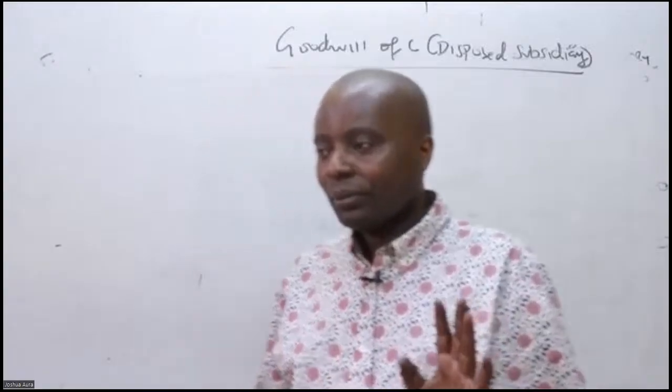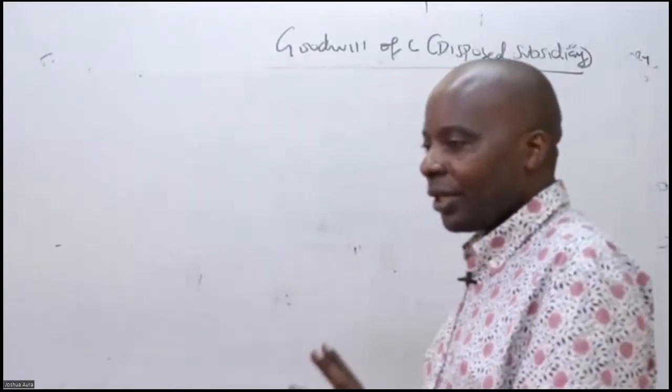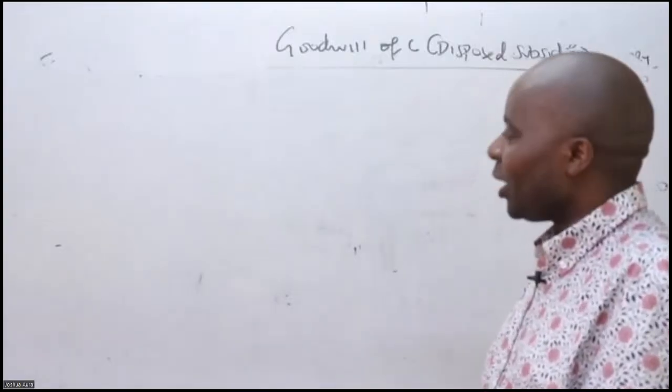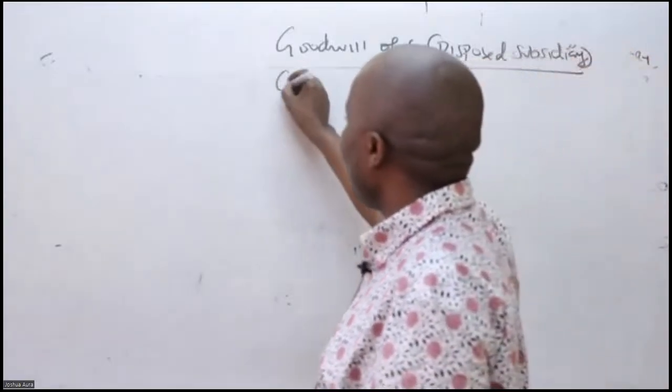Nobody. So goodwill of C, disposed subsidiary. So how do we get goodwill? I will look at the consideration paid by the parent.